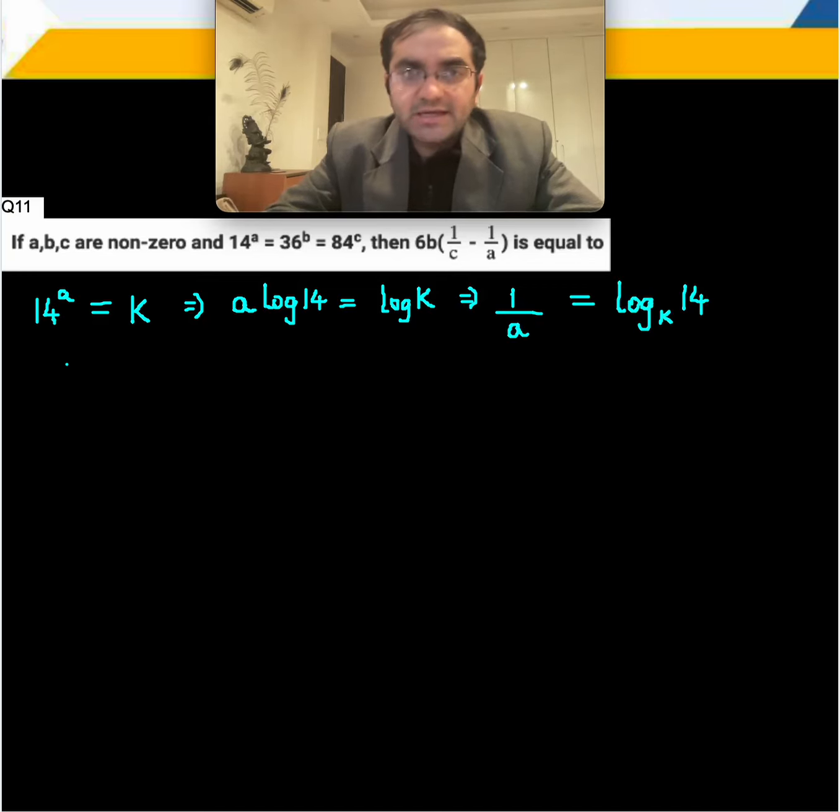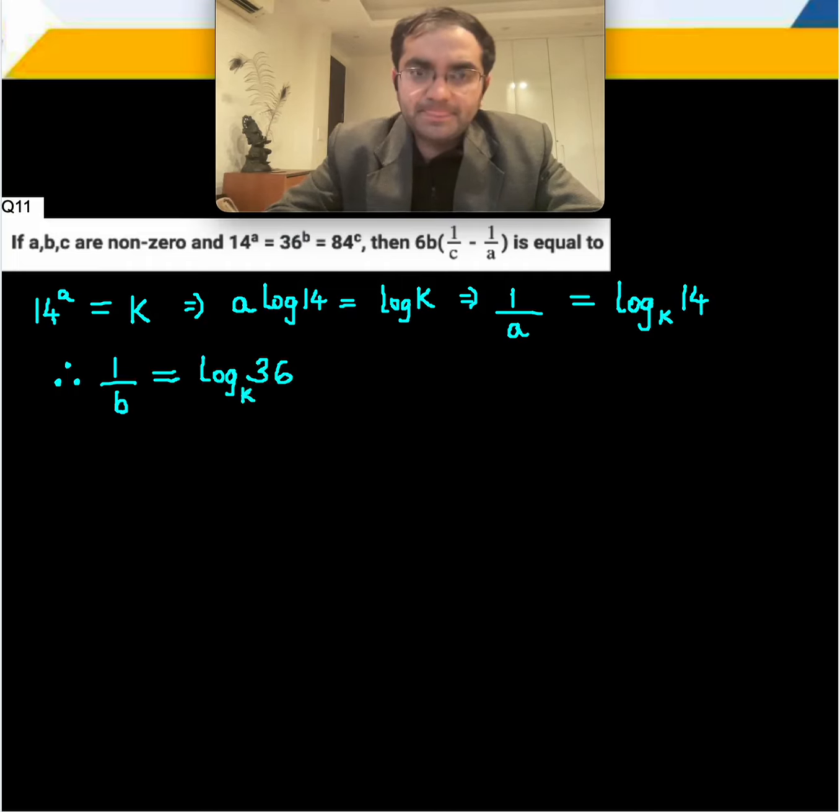Similarly, I can now write 1 by b. What will be 1 by b? It will be log, with k in the base and 36 as the argument, and 1 by c will have k in the base and the argument will be 84. So I don't need to repeat the whole process again because I've done it already once.